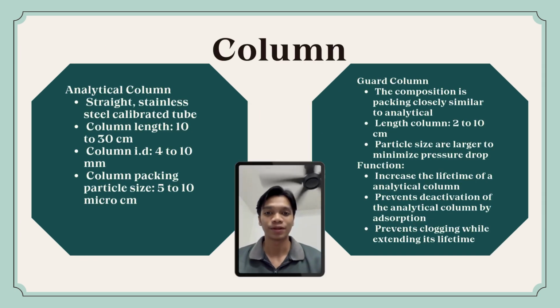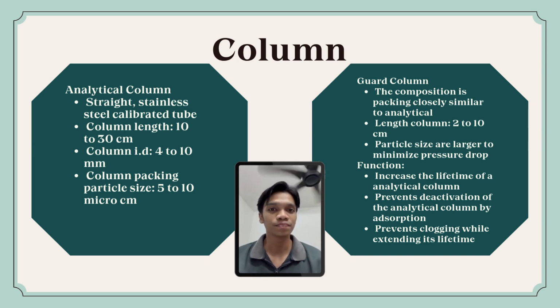For the next slide, we are going to talk about the column. The column is divided into 2, the analytical column and the guard column. The analytical column is a straight stainless steel calibrated tube. The column length for the analytical column is 10 to 30 cm. The column ID is 4 to 10 mm. Column packing particle size is 5 to 10 micrometers.